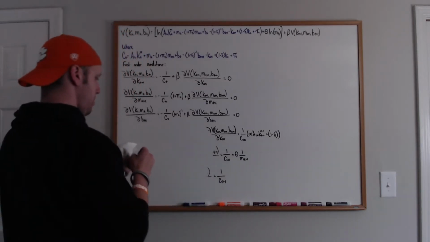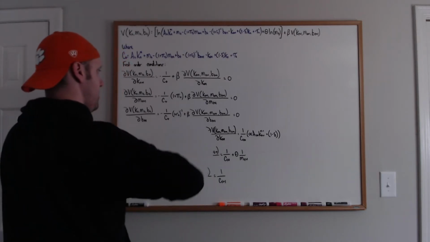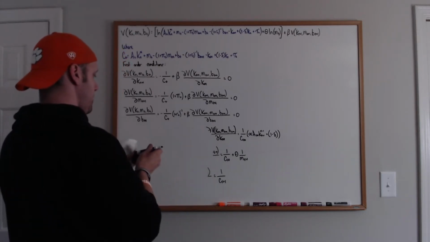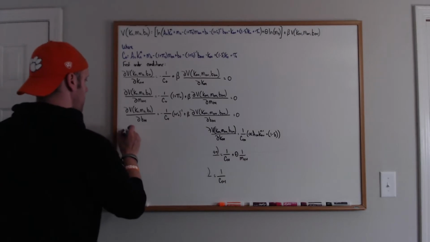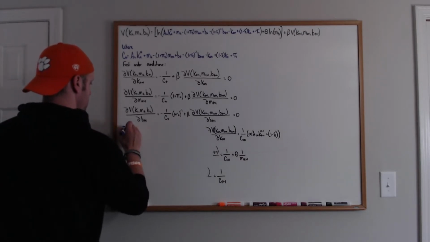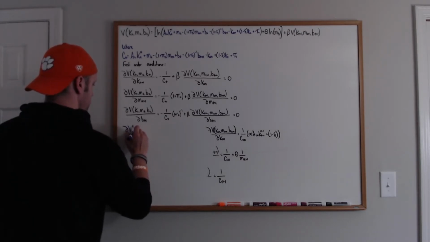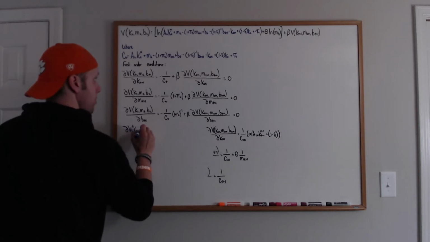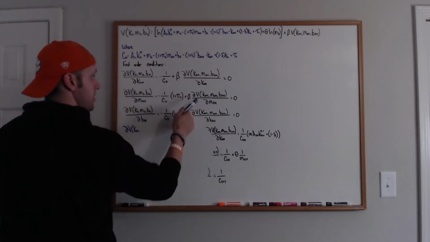Actually, I'll do it in purple. So you can see that what's in black are the first order conditions. What's in purple is what we need to substitute back in for this, this, and this.